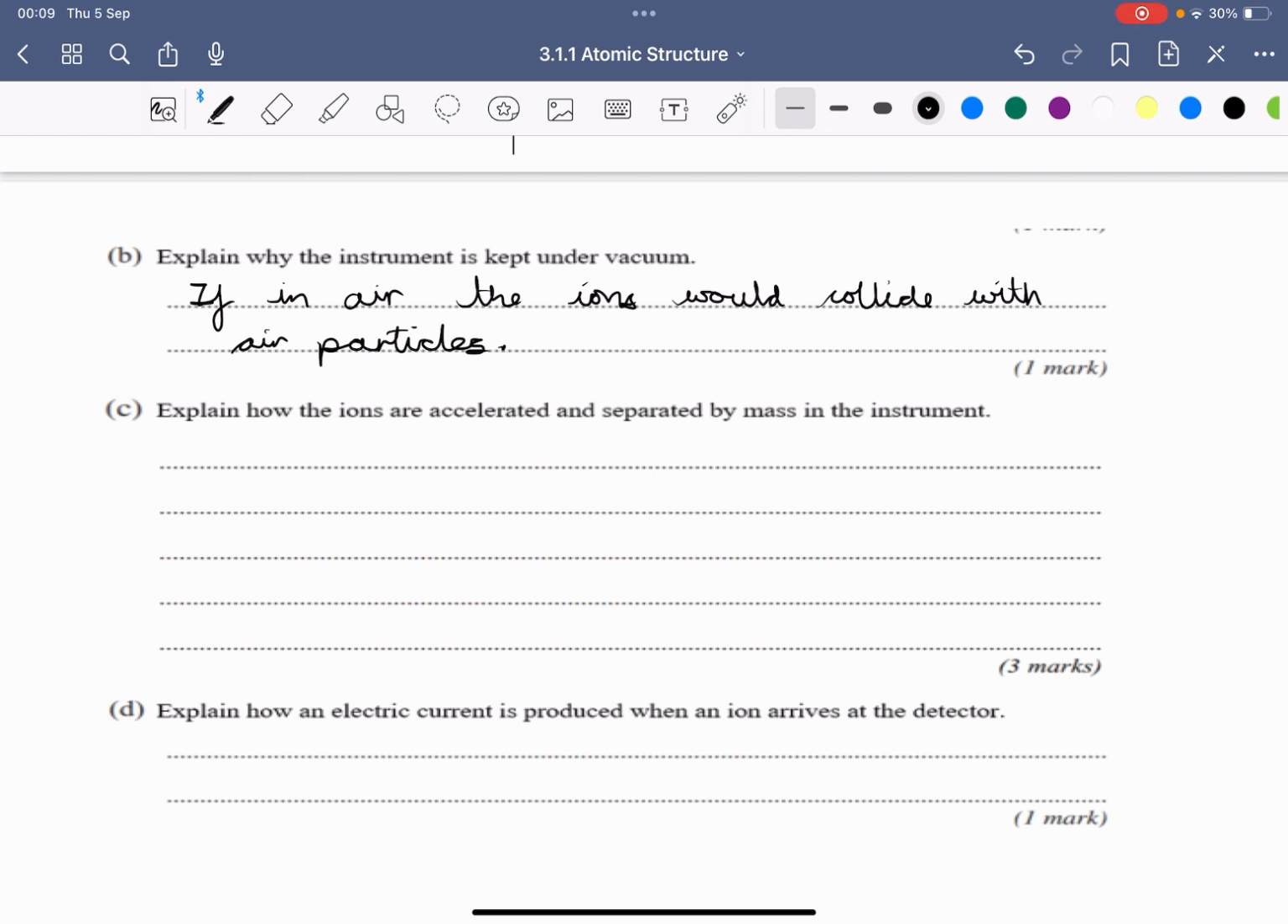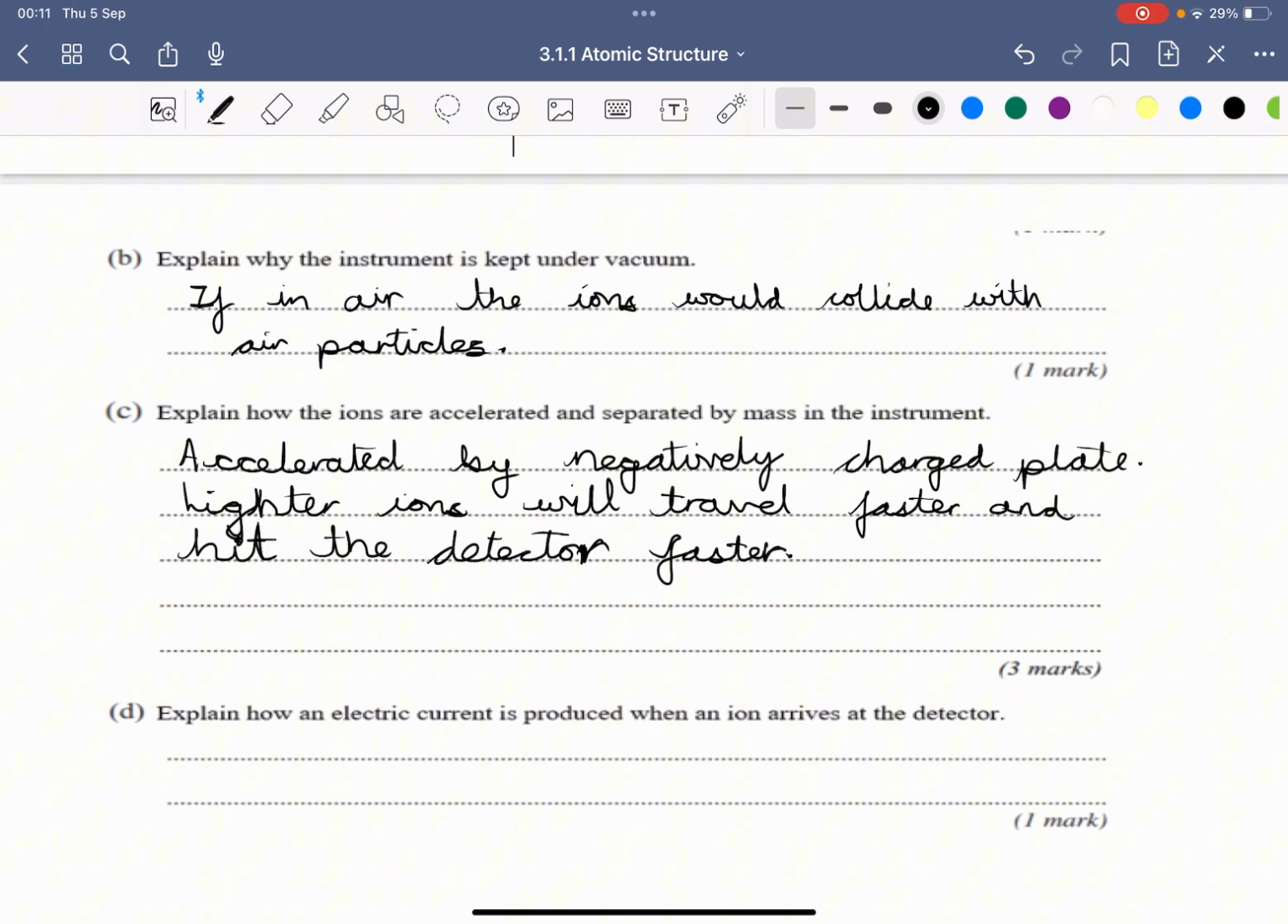Explain how the ions are accelerated and separated by mass in the instrument. So, like we said before, they are accelerated by a negatively charged plate, which accelerates them all to the same kinetic energy, and the lighter ones will move faster. Explain how an electric current is produced when an ion arrives at the detector. So an electron transfers from the detector to the positive ion.